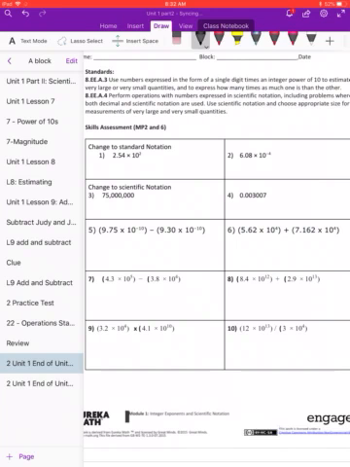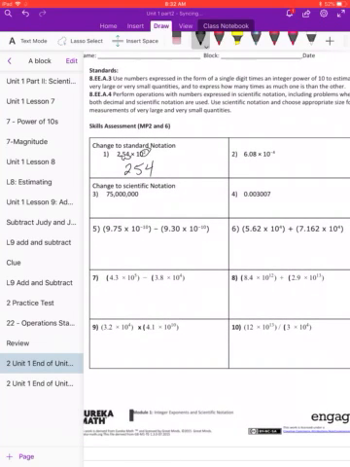We want to change this to standard notation. Remember the 2 tells you how many times to move the decimal point, so I'm going to move it 2 spots, and I'm going to get 254. Easy enough. Again, on this one, the -4 tells you how many times to move the decimal point, but this time I go backwards, so it's 1, 2, 3, 4. So it's 0.000608. 3 zeros after the decimal point.